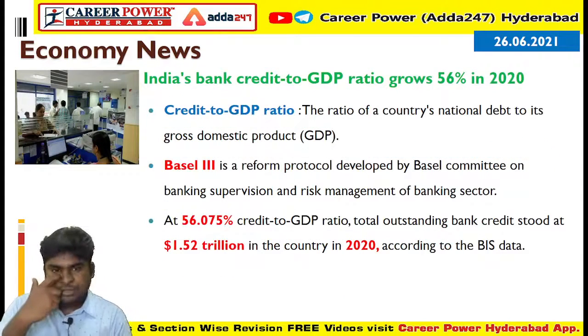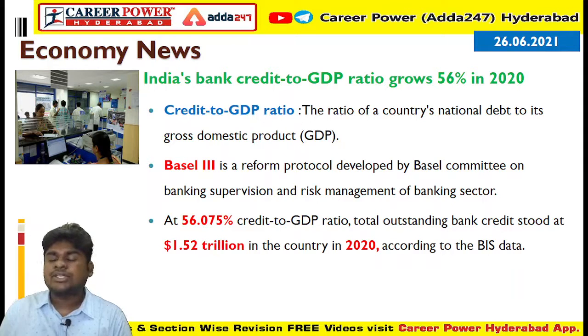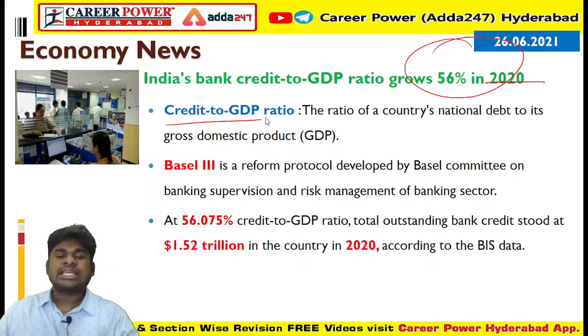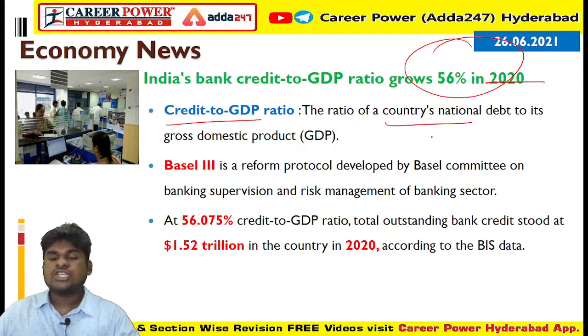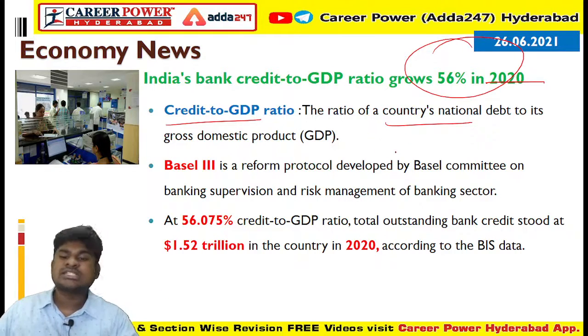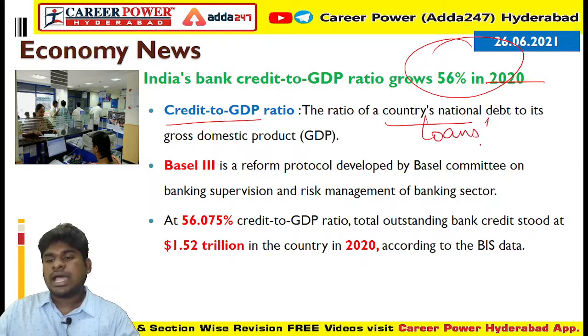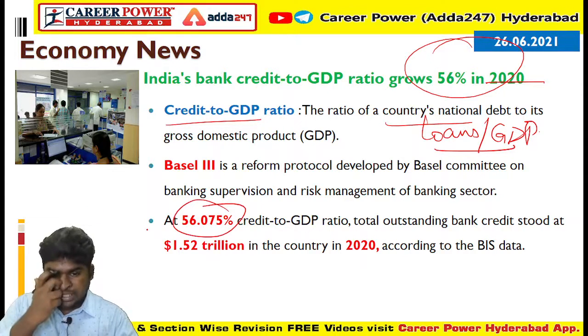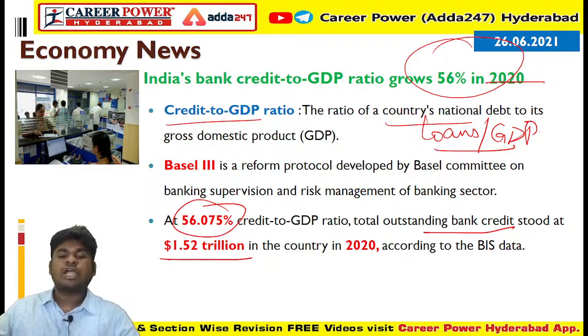Next is economy news, where India's bank credit to GDP ratio grows to 56% in 2020. What is this credit to GDP ratio? It is the ratio of total loans to GDP. India's present credit to GDP ratio is 56% and the total outstanding bank credit is $1.52 trillion, which is the total outstanding loan.